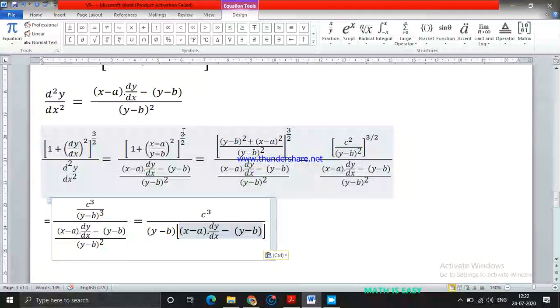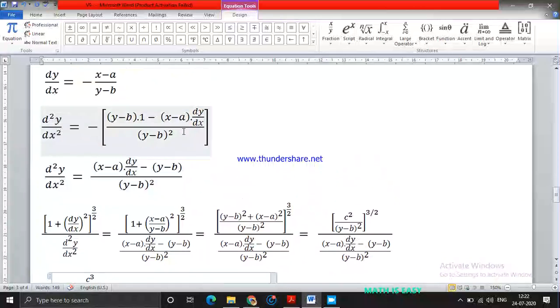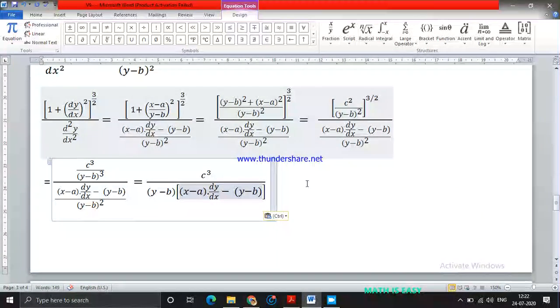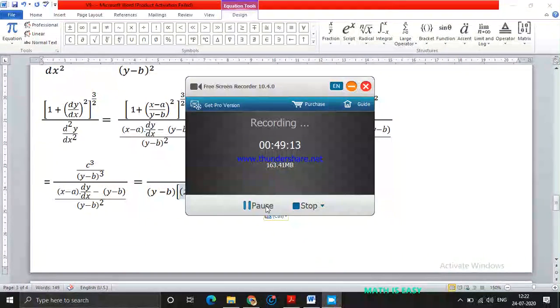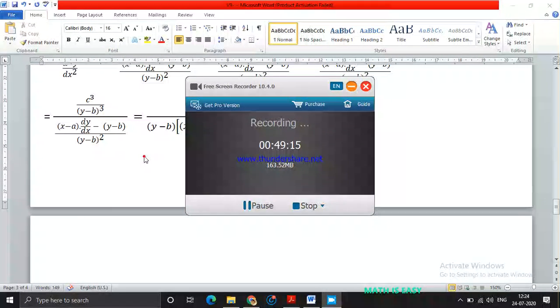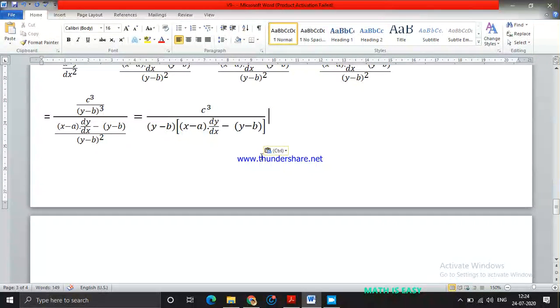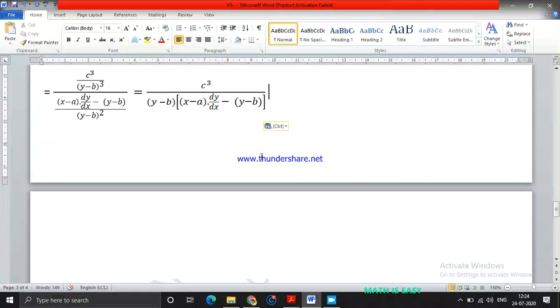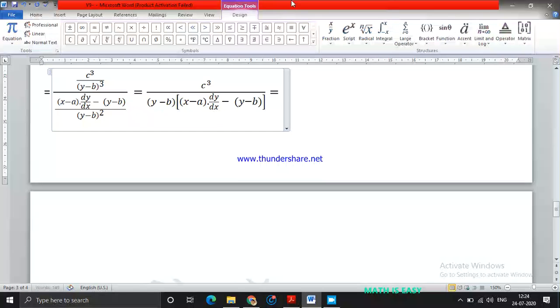Now what you can replace in place of this one? What you got, dy by dx value is x minus a. So till this step we have done it correct. Next what I do here is, which is equals to, let me insert the equation. Your numerator c cube will remain as it is, control V, and this term also will remain as it is.